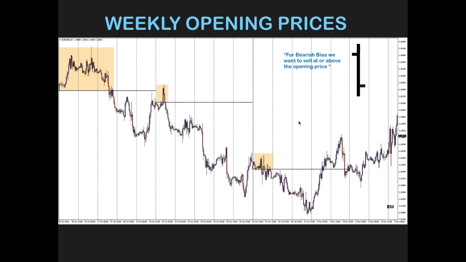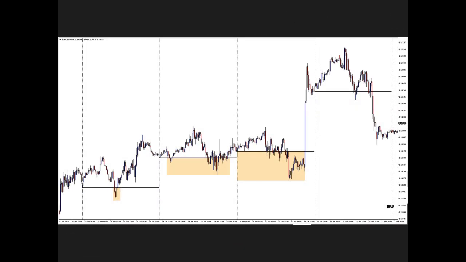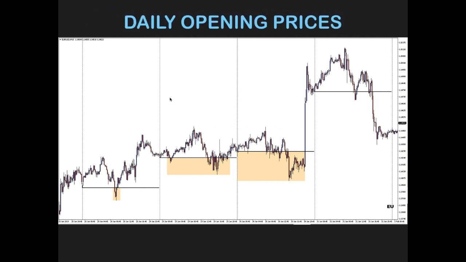Okay, same concept. And then looking even down lower to a daily chart, this is where we have daily opening prices. So this is a 15-minute chart, and then you can see price here. Anytime that price is below the day open price, we have a bullish bias.